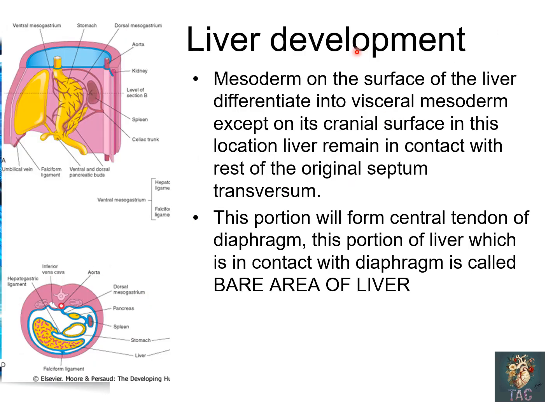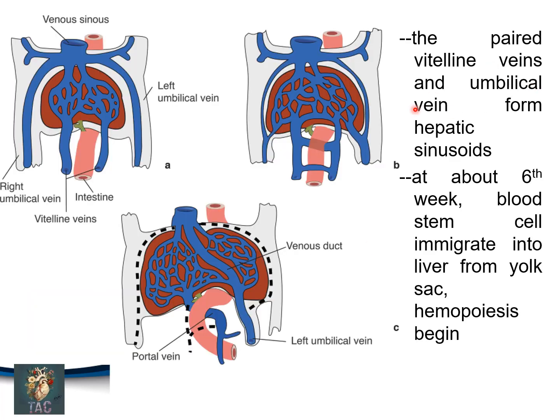So mesoderm on the surface of the liver then differentiates into visceral mesoderm, except on its cranial aspect, in which the liver will remain in contact with the septum transversum. This area of the septum transversum will form the central tendon of the diaphragm, and here the liver will be in direct contact with the diaphragm, which will form the bare area of the liver. This is the third source.